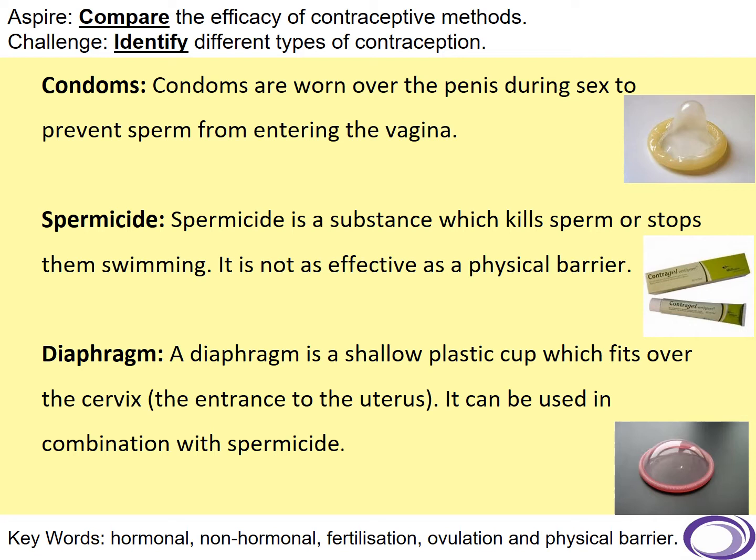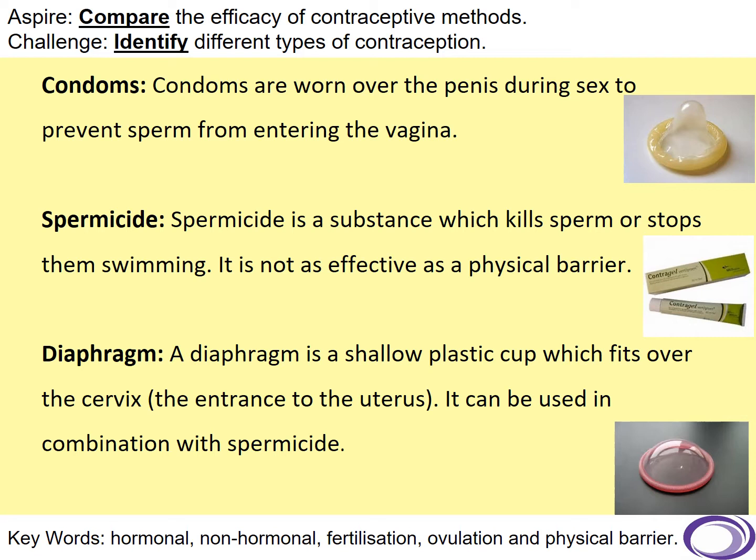Condoms. These are worn over the penis during sex to prevent the sperm from actually entering the vagina. If the sperm can't get into the vagina, they can't get up to meet an egg that has been released from an ovary. Condoms have a variety of pros and cons. They're very easily available. You can buy them in shops, you can get them in machines in pubs and in toilets, so they're very, very easily available. You can also get them from family planning clinics and from your doctor.